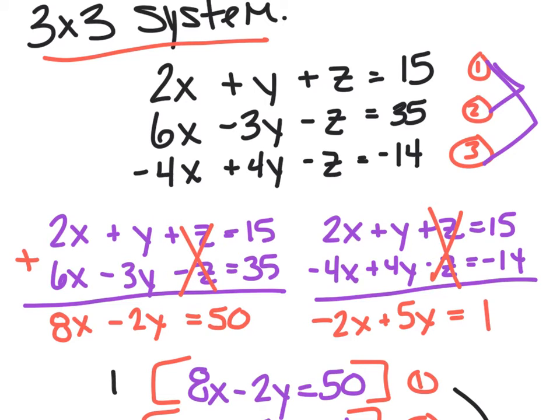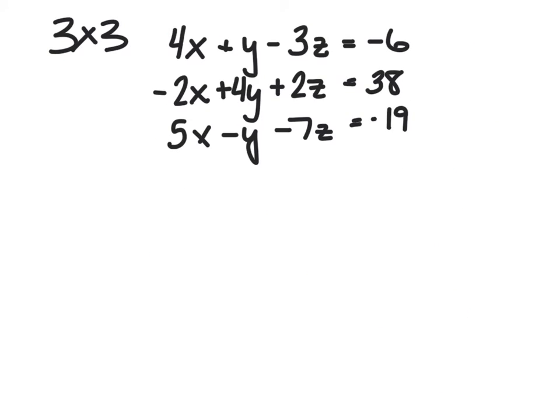All right. Whew, let's take a deep breath and get ready to try another one. All right, so we've got another exciting 3 by 3 system to solve. Again, 3 by 3 just means 3 equations and 3 unknowns, x, y, and z. So I'm just going to label these 1, 2, and 3 to keep them straight. All right, now remember, it truly doesn't matter which 2 you begin with. So I'm just going to pick 1 and 2 to begin with.